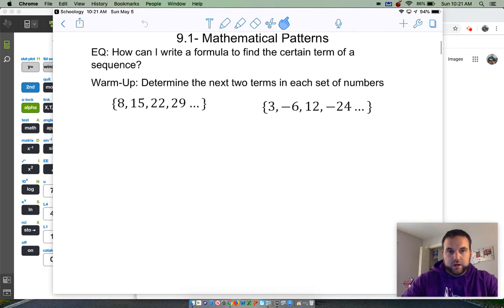So our EQ today is how can I write a formula to find the certain term of a sequence, and we'll talk about what those words mean in a minute. Here's the warm-up, just find the pattern. What are the next two numbers?